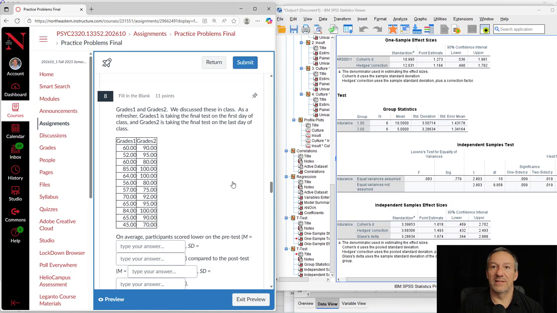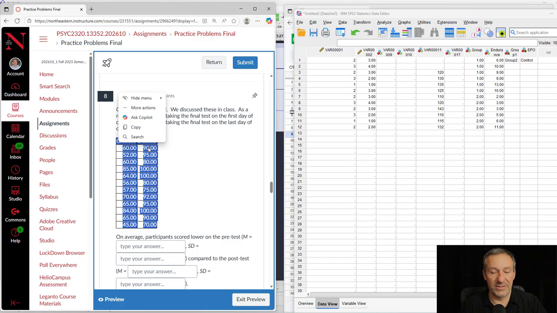Grades 1 and grades 2. As soon as I see that, it's like, that's probably a pre-test, post-test, meaning it's paired samples. We discussed these in class. As a refresher, grades 1 is taking the final on the first day of class compared to taking the final on the last day of class. I will change the instructions on that.